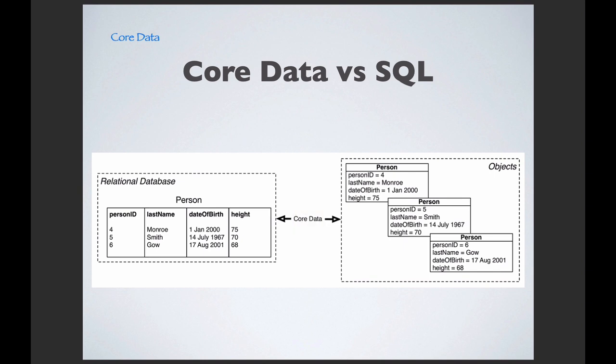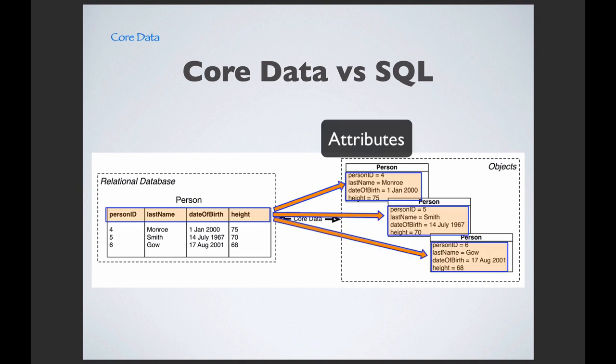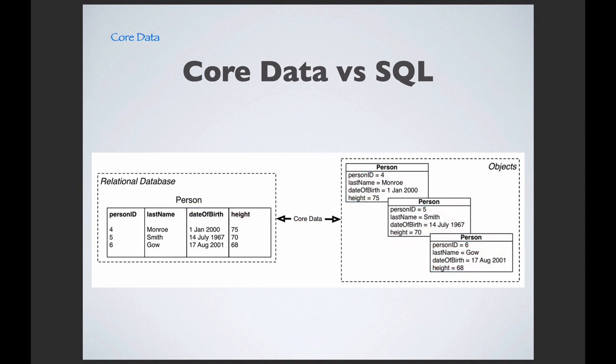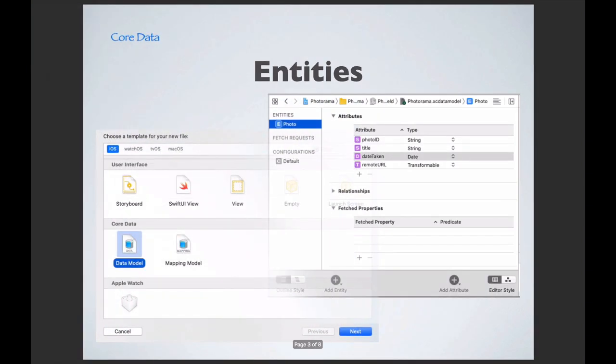Core Data uses different terminology to describe these ideas. A table type is called an entity, and the column's properties are called attributes. A Core Data model file is a description of every entity along with its attributes in your application.